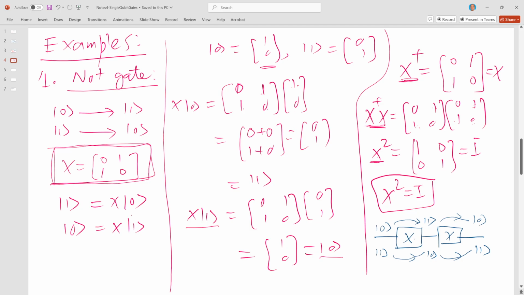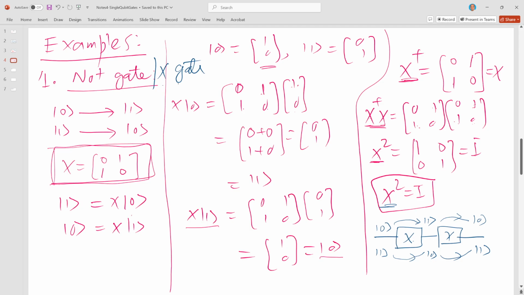So applying X twice, which is X square, should be identity anyway, because the second X does the same thing and flips the bits back. So this NOT gate, also called X gate, is one of the fundamental operations that we will be using a lot in quantum computing.